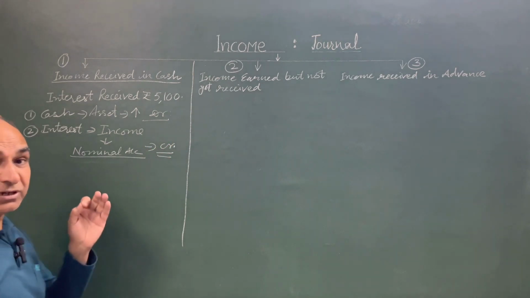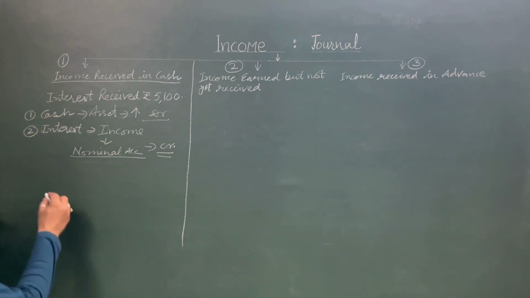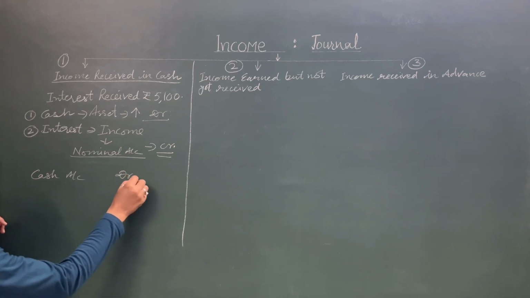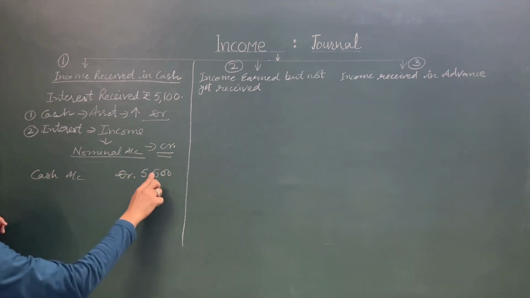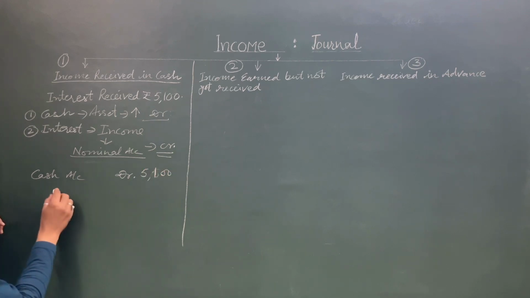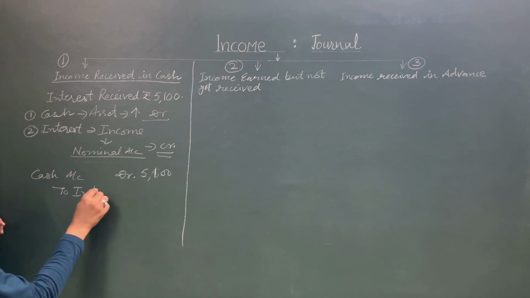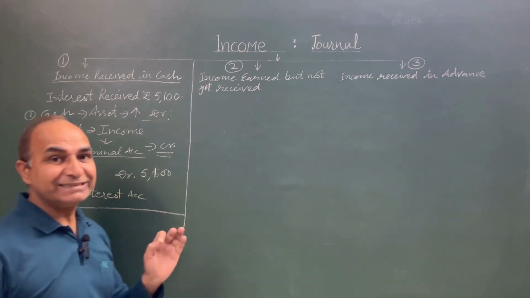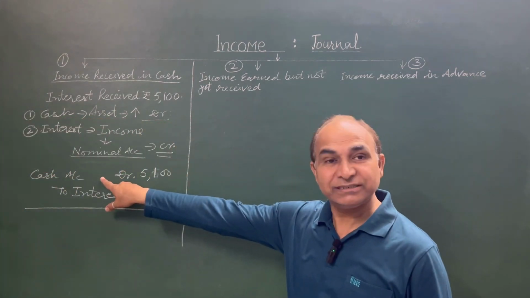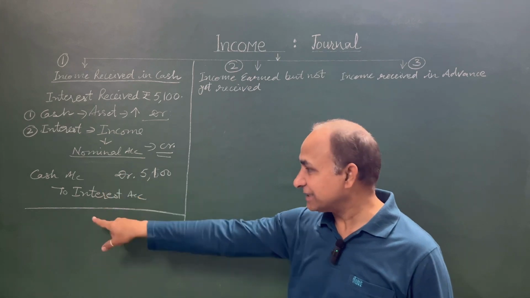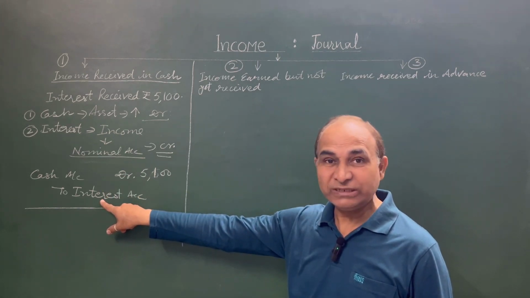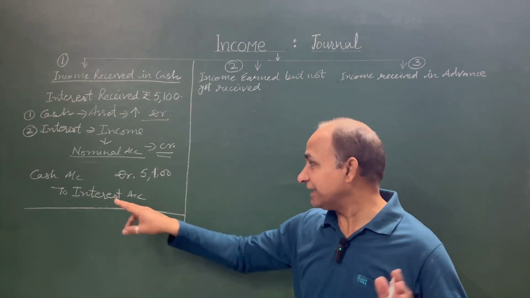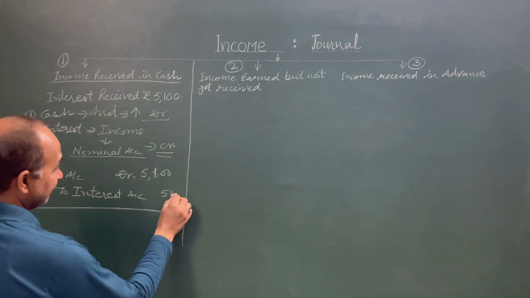So journal entry for income received in cash, that will be cash account debit, which you need to pass in the proper format, 5,100, sorry, to interest account. So this is the journal entry for first part of income, which is received in cash. On the one hand, cash is increasing, real account, debit what comes in. Secondly, interest is an income, so it is a nominal account, and according to the nominal account, credit all income and gains. So this is the journal entry.